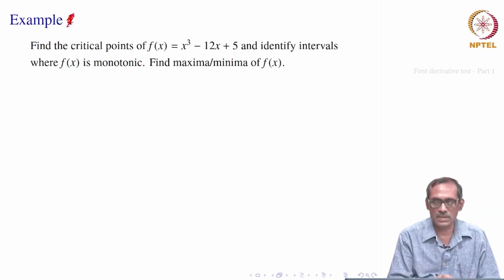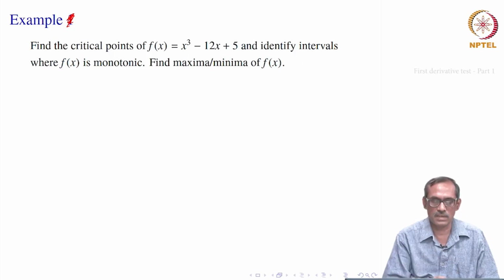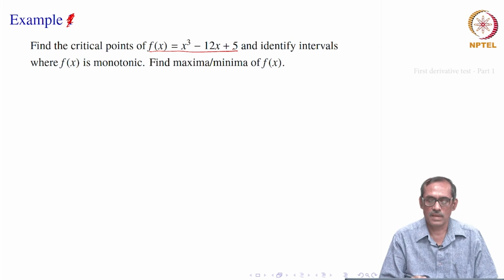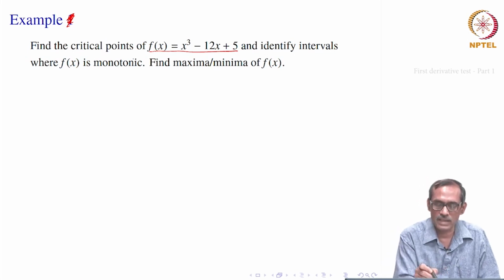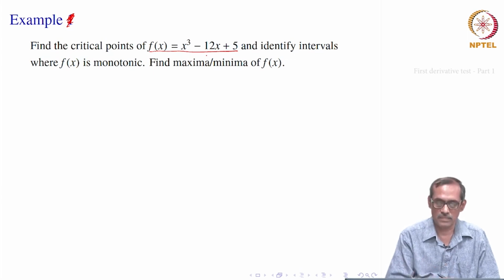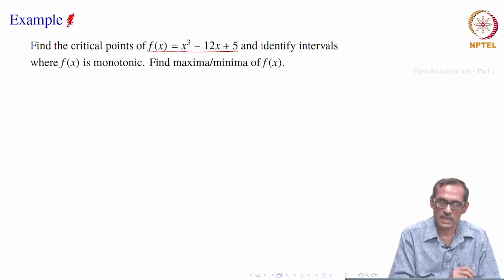Let us take an example first for illustrating this result. Consider the function f of x equal to x cubed minus 12x plus 5. What we are asked is, find the critical points of this and find out where the function is increasing, where the function is decreasing, and based on that, if possible, find the maximum and minimum values of f of x and where they occur. So, all these things have to be obtained, but first we have to find out critical points.